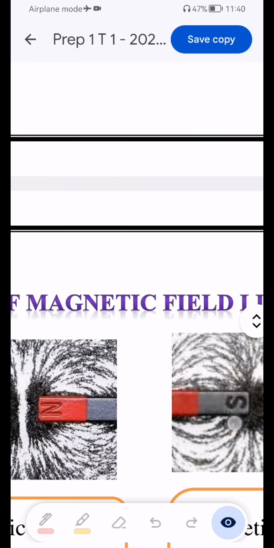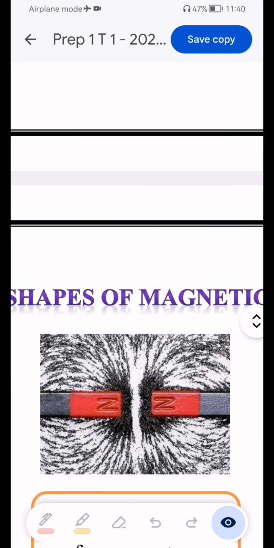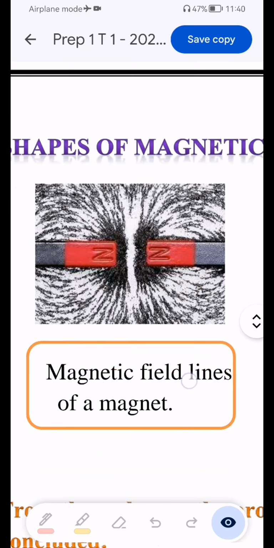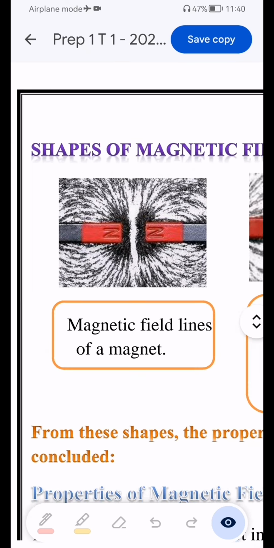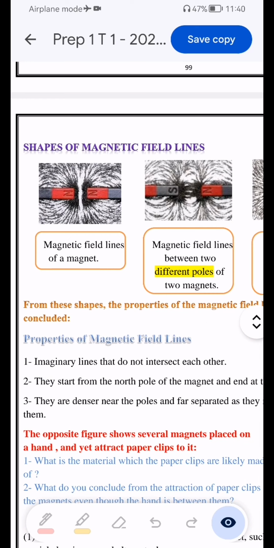And if we have same poles, north and north, what can you observe? The lines repel each other. There is a repulsion force between them, so the lines repel each other and do not intersect each other. So what are the properties of magnetic field lines? Number one, they are imaginary lines and do not intersect each other.